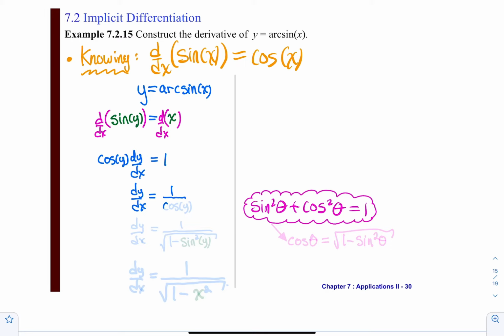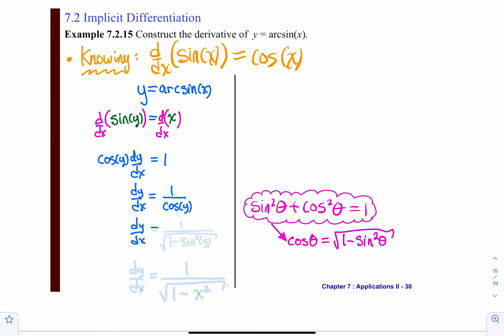And here, the idea is very similar. We know how to get rid of sine of y. We know sine of y is x, but we have cos of y. But if you use the basic trig identity, sine squared plus cos squared is equal to 1, and isolate cos in that equation, you get that cos theta is equal to the square root of 1 minus sine squared of theta. So I'm going to use that equation here. If I have cos y, this is going to be the same as the square root.